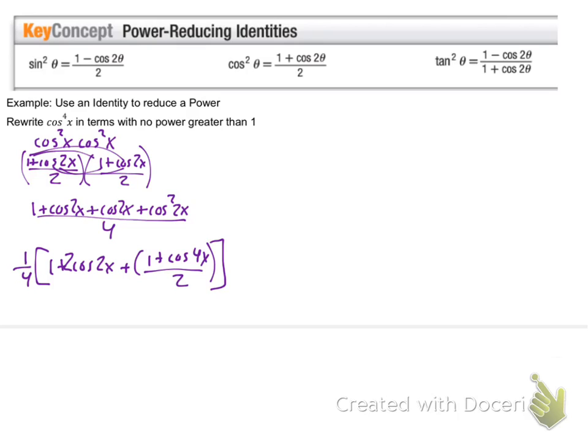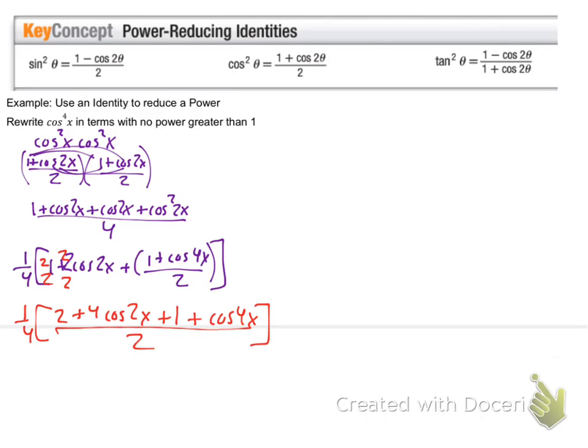So now I'm going to have to get a common denominator. To get a common denominator, I'm going to multiply the first 2 by 2 over 2, and the second one by 2 over 2. So I end up with 1/4 times 2 plus 4 cosine 2x plus 1, because now I'm moving into here, plus cosine 4x. All of this can be written over 2 now. Notice that we now have some common terms on top, the 2 and the 1. And they're going to take this extra 2 that you're dividing by and move it up front. So I get 1/8 times 3 plus 4 cosine 2x plus cosine 4x, because those cosines are not like terms, and you are done.